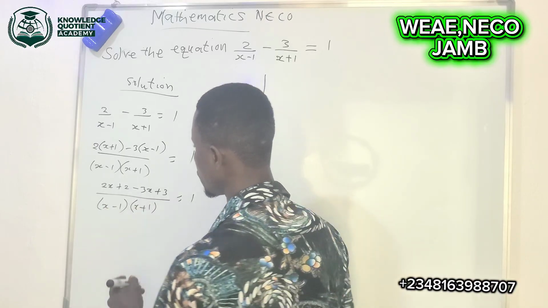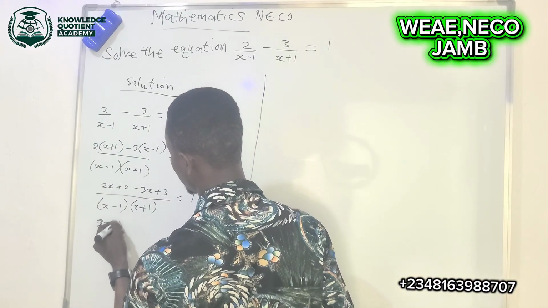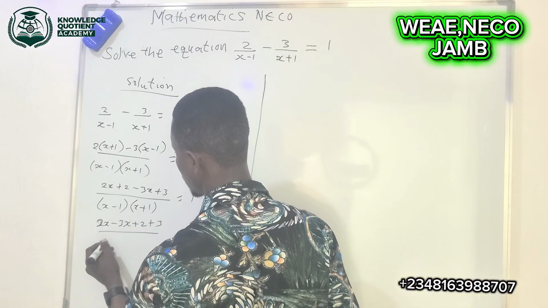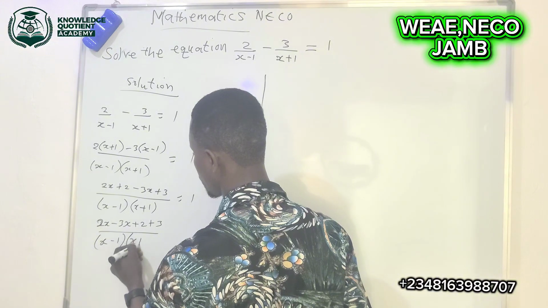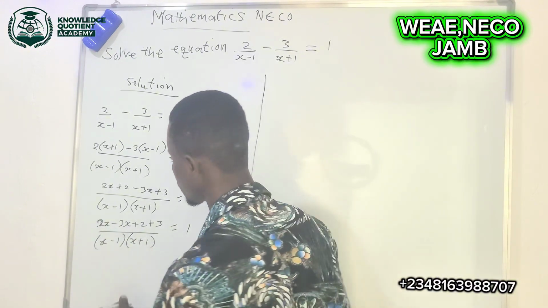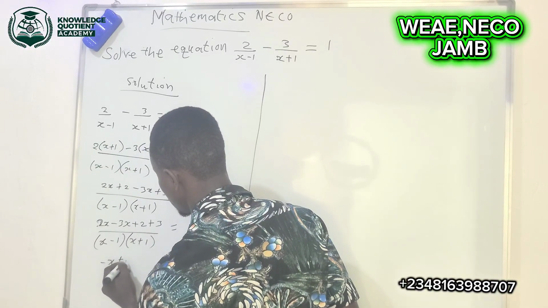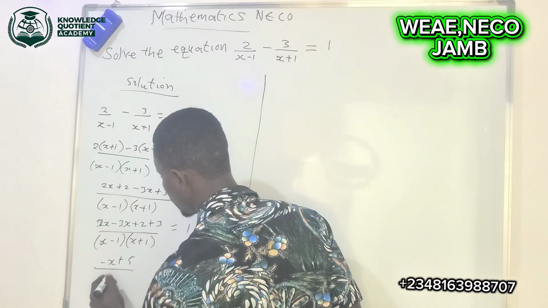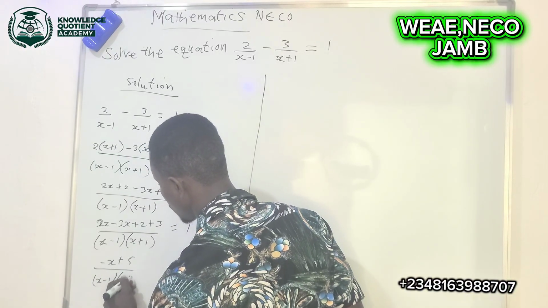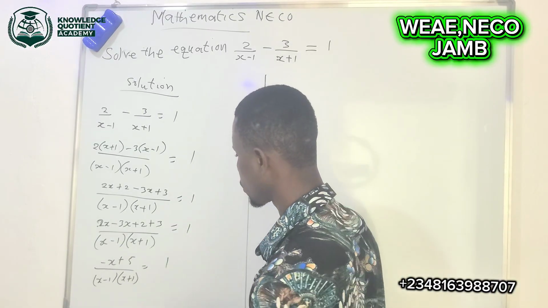So I will join these things together. This will give me 2x minus 3x plus 2 plus 3 all over x minus 1 close the bracket, open bracket x plus 1 close the bracket, equal to 1. So 2x minus 3x will give me minus x, plus 2 plus 3 gives plus 5, all over x minus 1 close bracket, then x plus 1 close bracket, equal to 1.